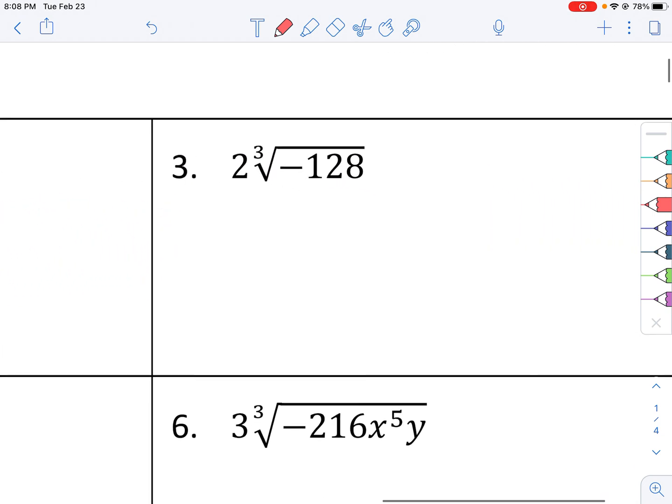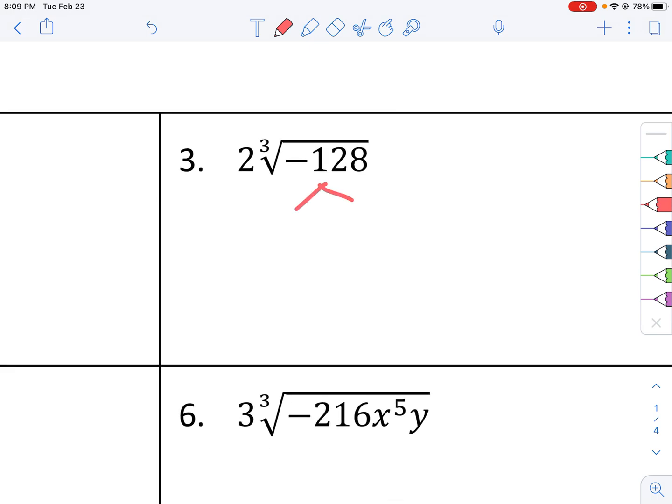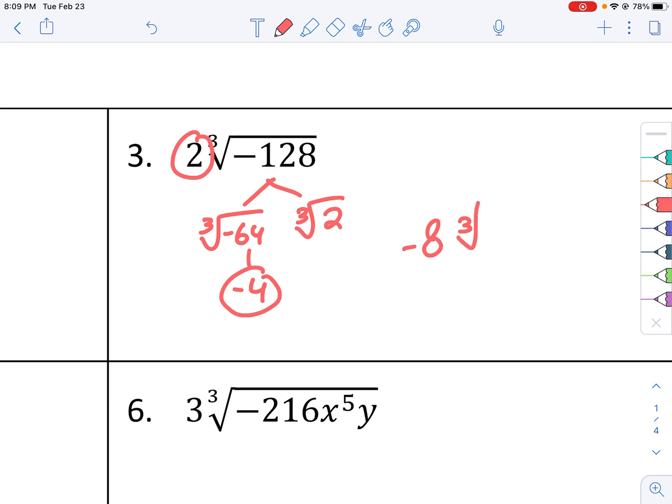All right. Number 3. So negative 128, we're looking for a perfect cube that comes out of that. So I take 128, I'm going to divide it by a small number, so like 4 maybe. Yes, divisible by 4. So 128 divided by 4 cubed is 64, so let's divide it by that. And we get 2. So this is the cube root of negative 64. Make sure the negative goes with it. And then the cube root of 2. So that's negative 4. Negative 4 times 2 would make negative 8 cube root of 2.